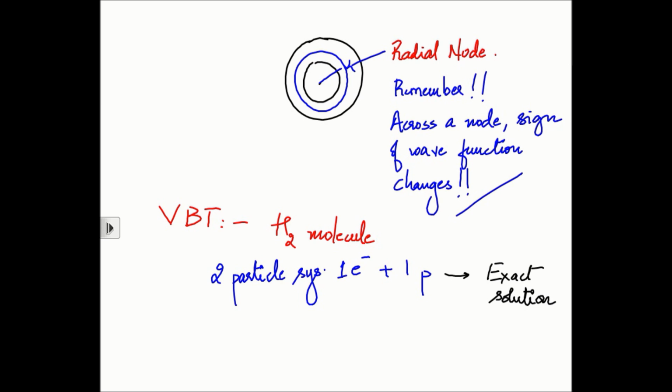Okay? So for a 1 electron system, that means for a hydrogen atom, everything is exactly known. All the wave functions are exactly known for this system, which contains only 1 proton and 1 electron.